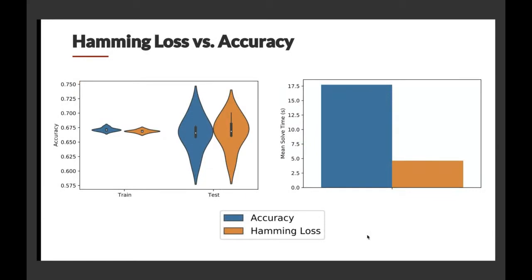So here are some experiments where we ran, with a fixed rule set, both the Hamming loss model and the accuracy model. This is for the COMPAS data set. And what you can see is that from an accuracy perspective, the two models are more or less indistinguishable. You can't see a difference in the distribution between the accuracy on either the train or test set using the two different objectives. But where we do see a really big difference is in terms of computation time. The accuracy model takes on the order of 3 to 4 times longer to solve than our Hamming loss model.